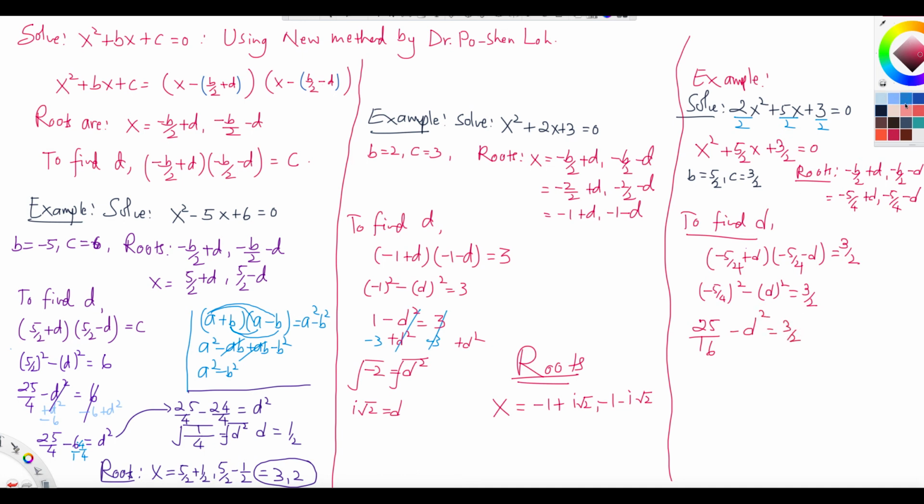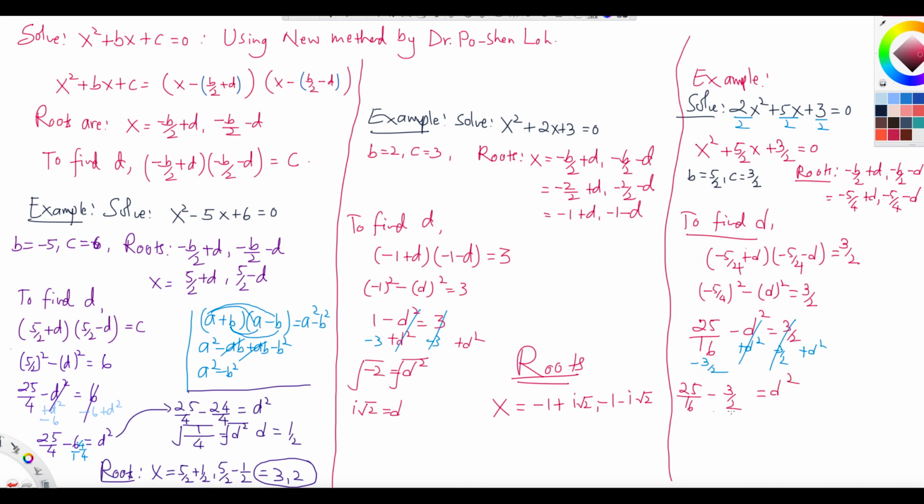Using the same technique, you need to move that d squared to the other side. Plus d squared, minus 3/2, minus 3/2. That will cancel out. So what do you get? 25 over 16 minus 3 over 2 equals d squared.